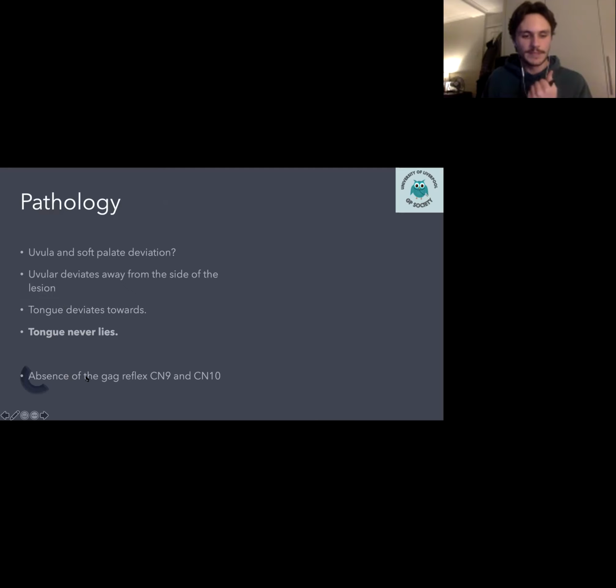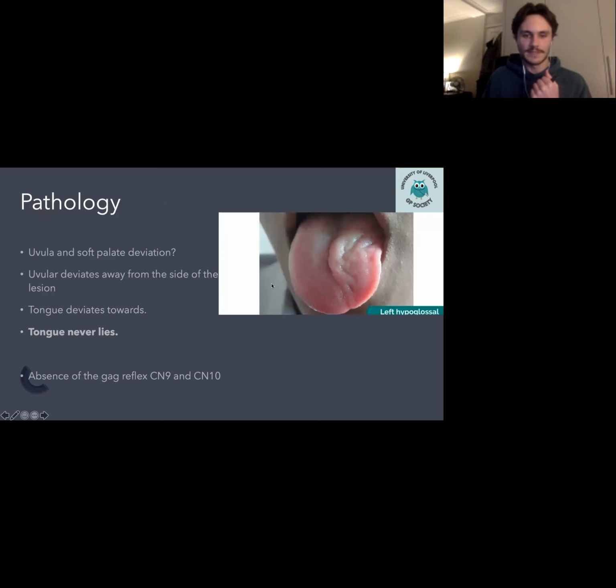And the absence of the gag reflex is indicating a 9 and 10 palsy as well. So here we go. There's a good example where the patient's been asked to protrude their tongue. The right tongue is doing its job appropriately. The left tongue is not able to protrude properly. And because the tongue is deviating to the left, this is a left hypoglossal lesion.